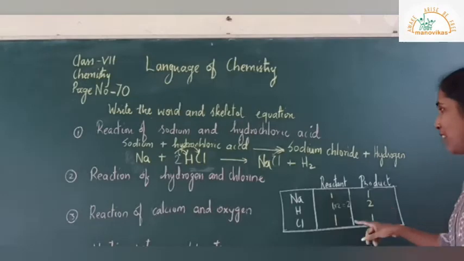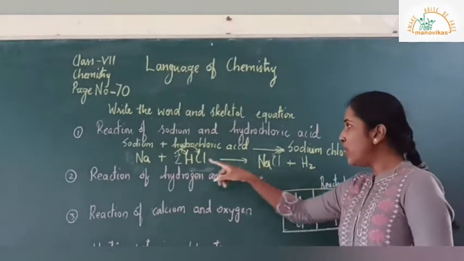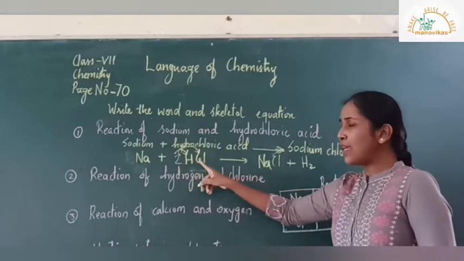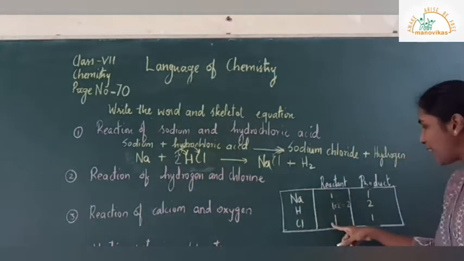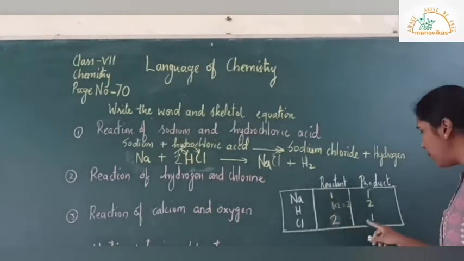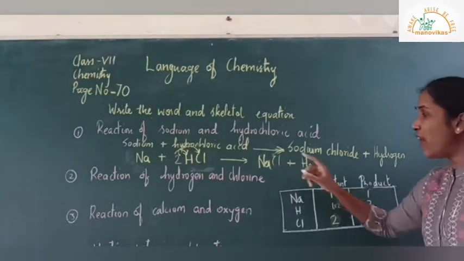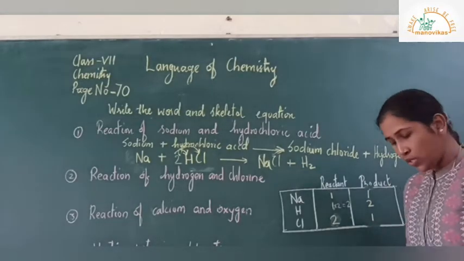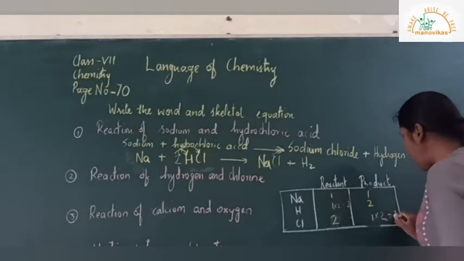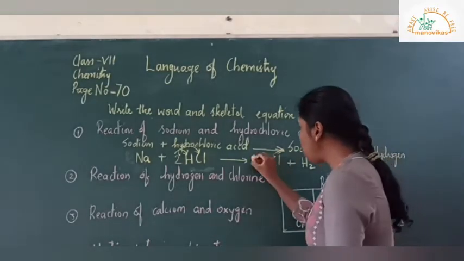So hydrogen is balanced. Here the product side is 2, and the reactant side is also 2. But as I have said, this 2 is applicable for chlorine also. So on the reactant side, it is changing from 1 to 2, but on the product side, it is only 1. So how are you going to make it as 2? Yes, you are going to multiply by 2 so that it will become 2. So I will put the number 2 over here.